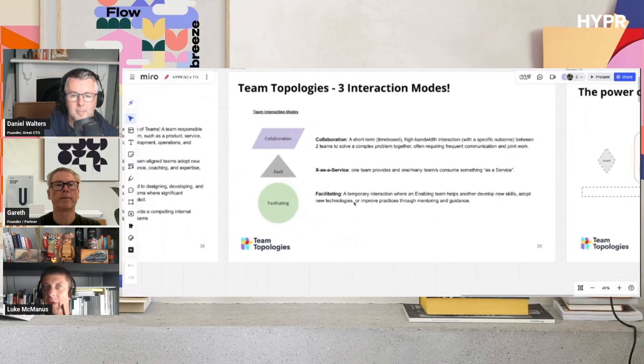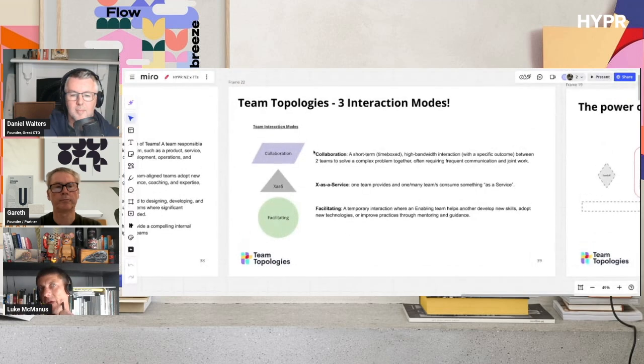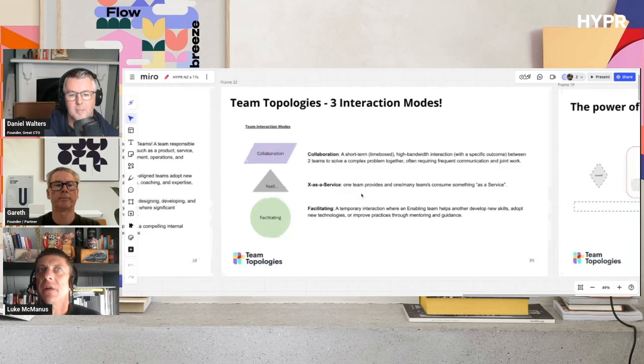And that's where we can segue into the interaction modes. An enabling team often, or always, or most of the time facilitates change. So they interact with one of the delivery teams by helping them to learn, and they'll sit with them, they'll help them to do the change, course correct, etc., until the stream-aligned team is comfortable with doing it themselves, and then they'll probably move on to another stream-aligned team.